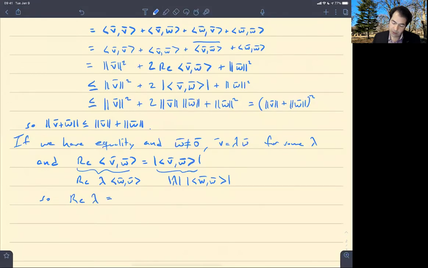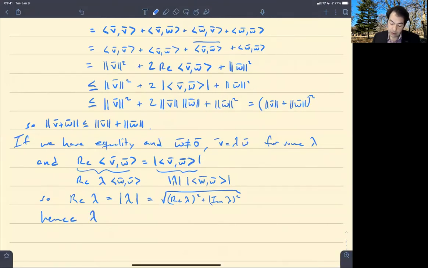The real part of lambda is equal to the modulus of lambda. But the modulus of lambda is equal to the square root of the real part of lambda squared plus the imaginary part of lambda squared. And if you leave this term out, you get the absolute value of the real part. So the only way that the real part is equal to this is if lambda is already real, and then it's non-negative. And that's what we wanted to show.